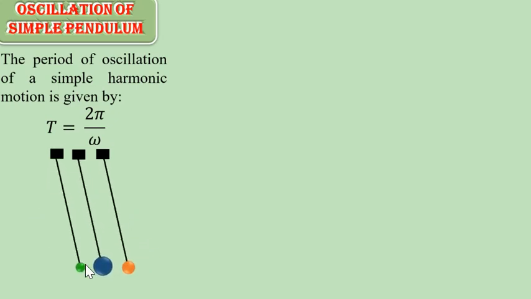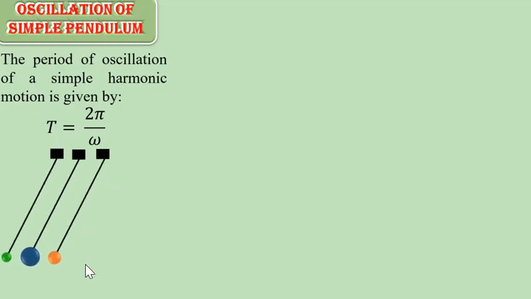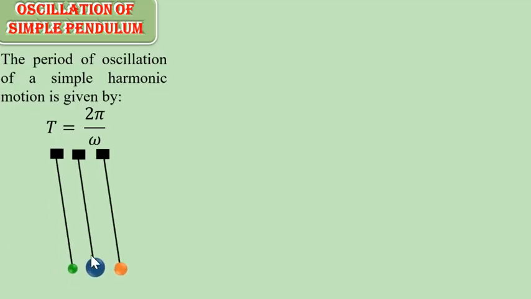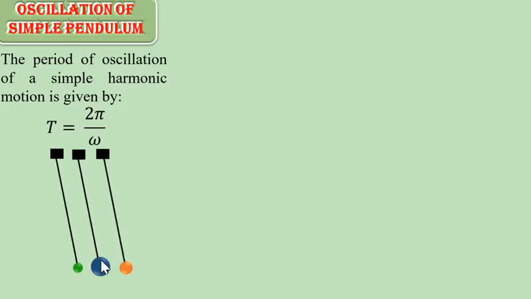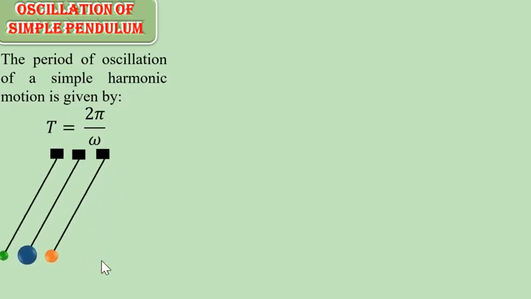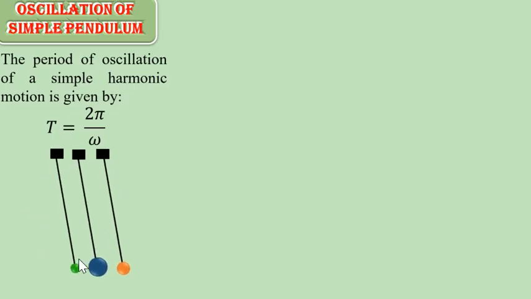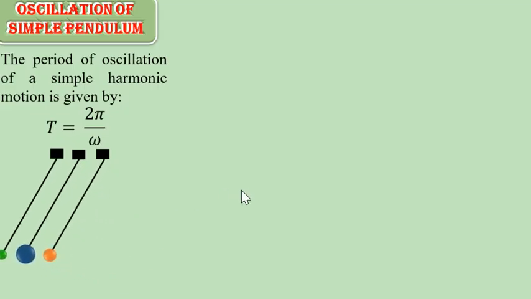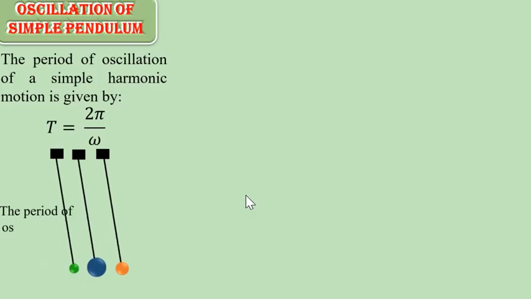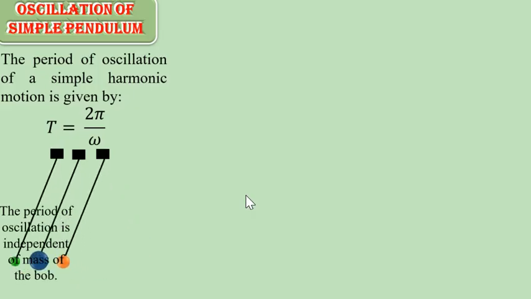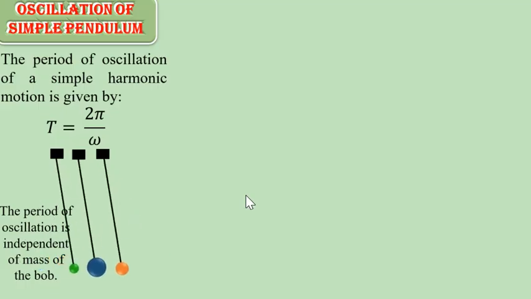That shows that the period of oscillation of a simple pendulum does not depend on the mass or the bulb attached to the end. The length is constant, the mass varies, but the period is the same. So now, the period of oscillation of a simple pendulum is independent of the mass of the bulb. That is very important, and I want you to take note of that.